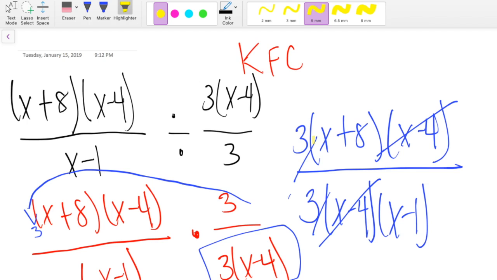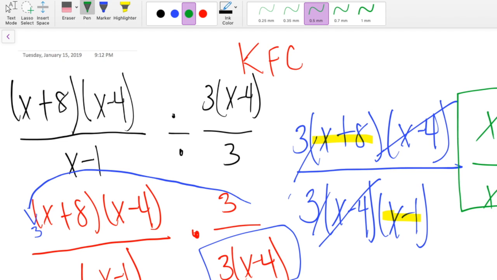is x plus 8 and an x minus 1. Let's write that in green. x plus 8 over x minus 1. And that's the answer. You didn't have to do any math for this one. All you had to do was rearrange a couple numbers, like KFC, don't forget that. Even if you're vegan, vegetarian, whatever, KFC, it'll help you out a long way.